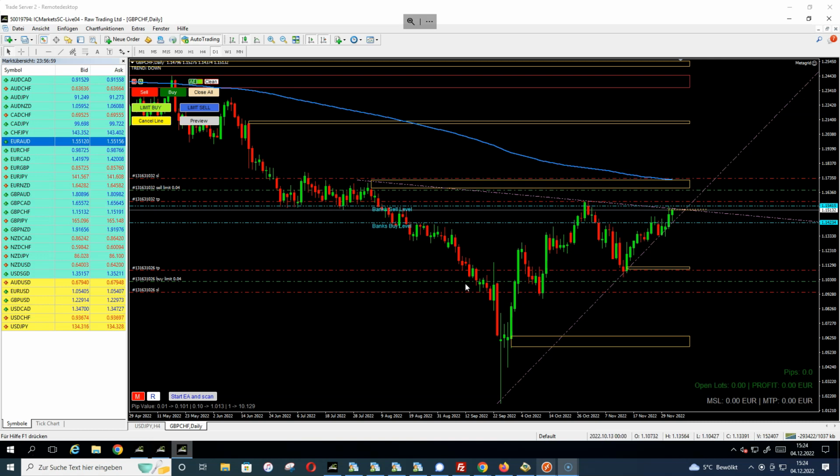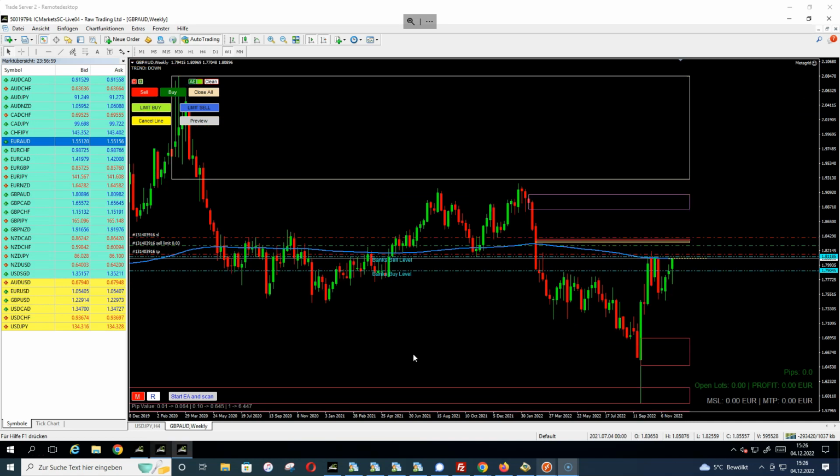So this is the reason why I placed this buy order here, but it's far away. It's more likely that we see in the new week that this sell order could trigger. And this is the last pair I want to show you in this video. It's the Pound Aussie. I'm on the weekly chart at the moment, where you can see my entry.